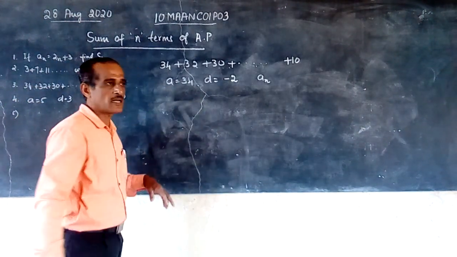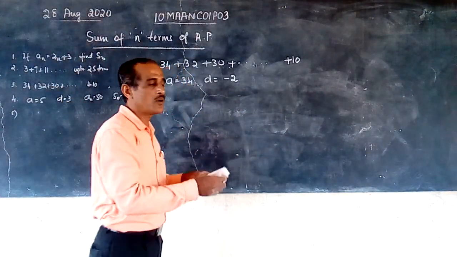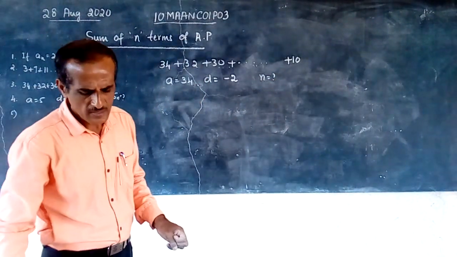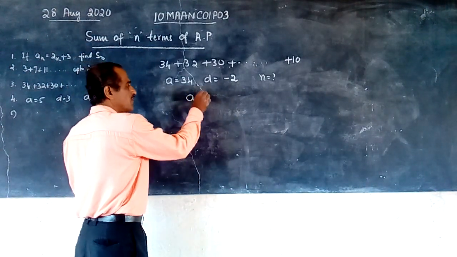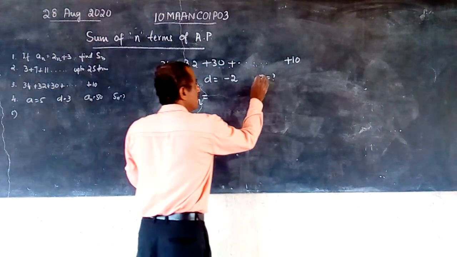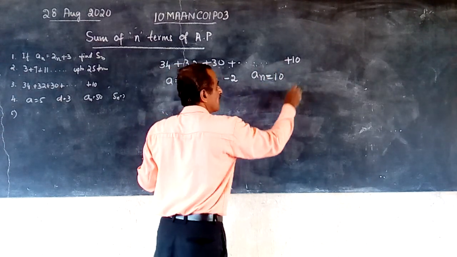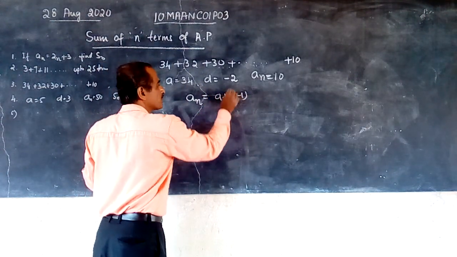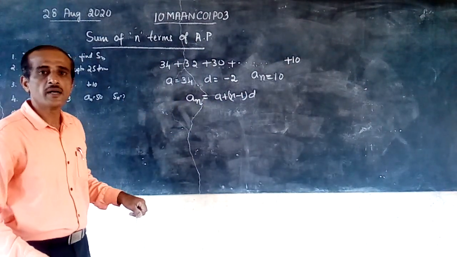Therefore, what do you have to do? D is equal to minus 2. Now it is asked to calculate how much n is. First you have to calculate n. So to calculate n, we have learned one formula in the previous class. An is the last term and is given here. 10 is an, so you can write an is equal to 10. First, an is equal to a plus n minus 1 into d. This formula you have studied. So using this formula you can find n.